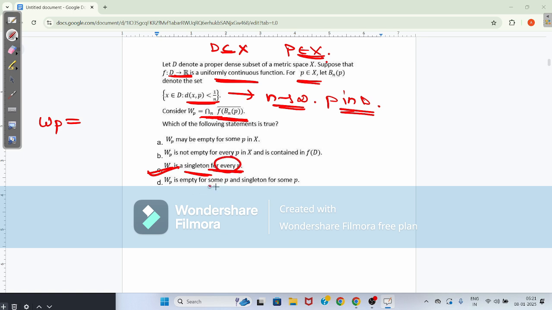Here, given for some value, this is not the correct option. D has an empty set? No, it has one value. D is not empty for P in X and contained in F of D? No, D has a singleton for every value of P. This is the correct option here.